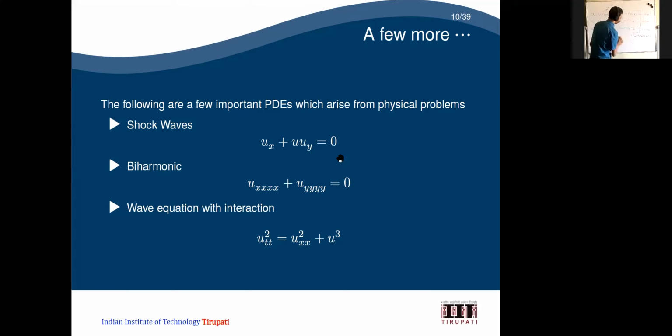So, the wave equation with interaction. What is the wave equation actually? The wave equation is u_tt equal to c squared u_xx. There should not be any square on u_x. So u_tt equal to c squared u_xx, this is the wave equation. No u_x squared. And c squared u_xx plus some u cubed is called the wave equation with interaction, where some interaction is happening.